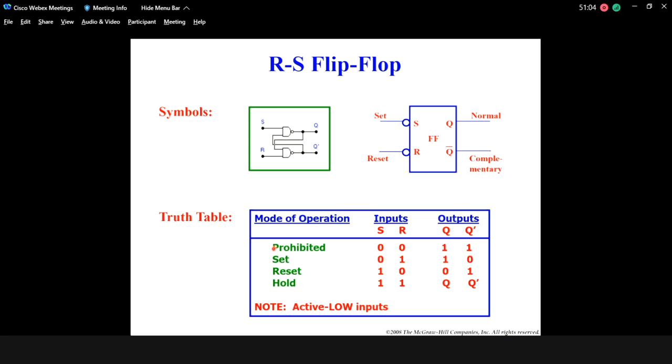So we never run our flip-flop in the condition that S and R is 0, 0, because the output will give the same value, so we cannot distinguish the output. But if we put 0, 0, the flip-flop is not damaged. It just gives the output 1, 1. And then we have a set condition.